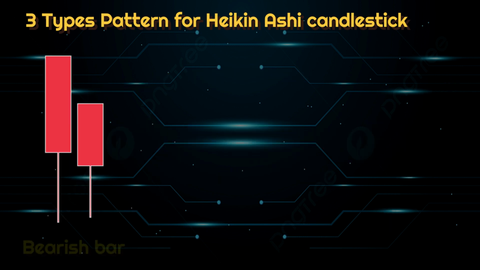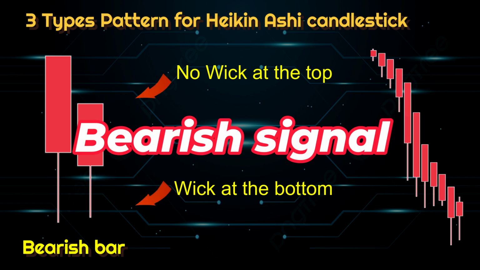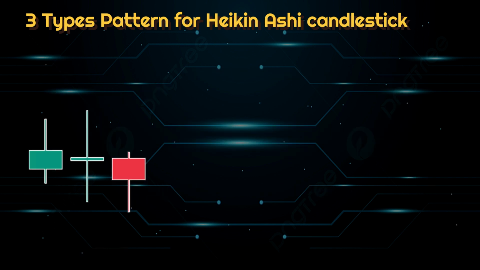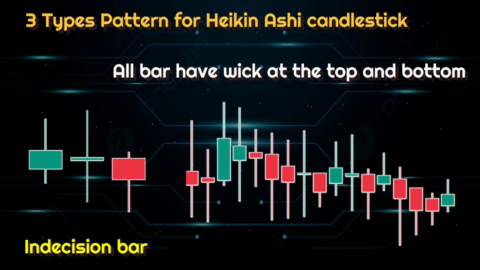Second, bearish Heikin Ashi bars. The bearish Heikin Ashi bars are simply the opposite of bullish Heikin Ashi bars. They have a wick at the bottom but no wick at the top. As long as this is a down bar with no wick at the top, we will consider this a bearish signal. Third, indecision Heikin Ashi bars. Regardless of whether the bar color is bullish or bearish, as long as there are wicks on both sides, we will consider this an indecision Heikin Ashi bar.